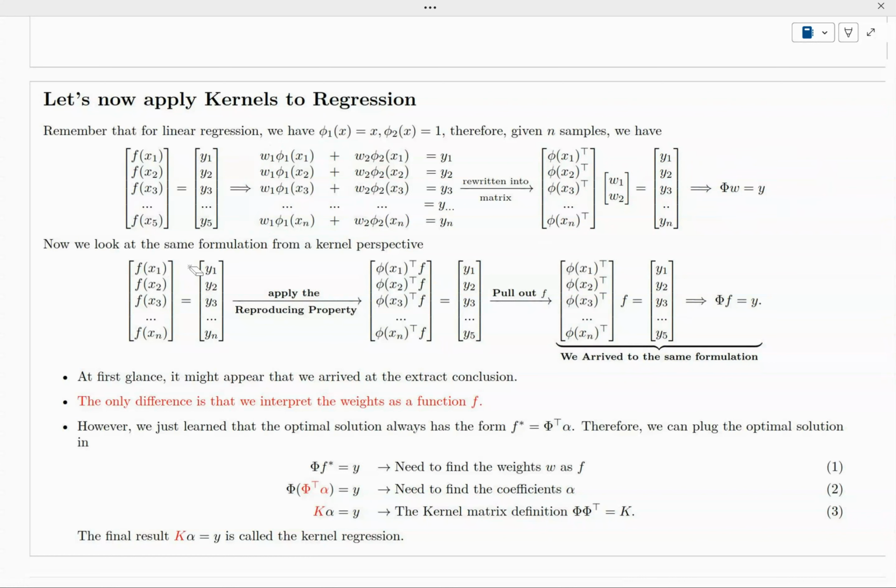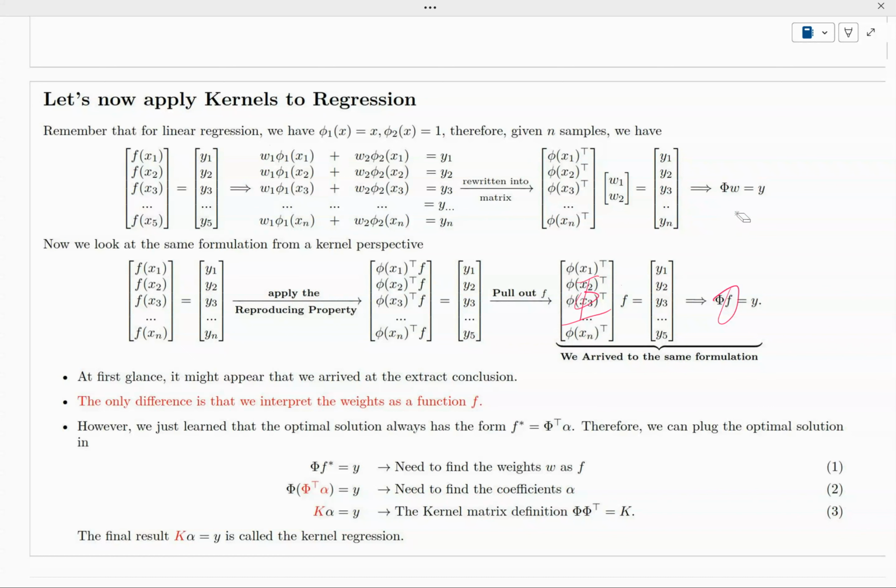Now, let's do exactly the same thing, but this time change our perspective to the kernel perspective. From a kernel perspective, we start off with the same problem we're trying to solve. Now, f right here, well, there's this thing called the reproducing property. So f is simply equal to this from the reproducing property. So f1, f2, f3, we can replace this with this due to the reproducing property. Now, f is all the same, so we can pull f out. So now we have f. What happened is this is also a Phi matrix, so they basically look identical. The only difference is that we are now interpreting the coefficients, the weights, as a function, because that's the whole point. By knowing the weights, we basically know the function.